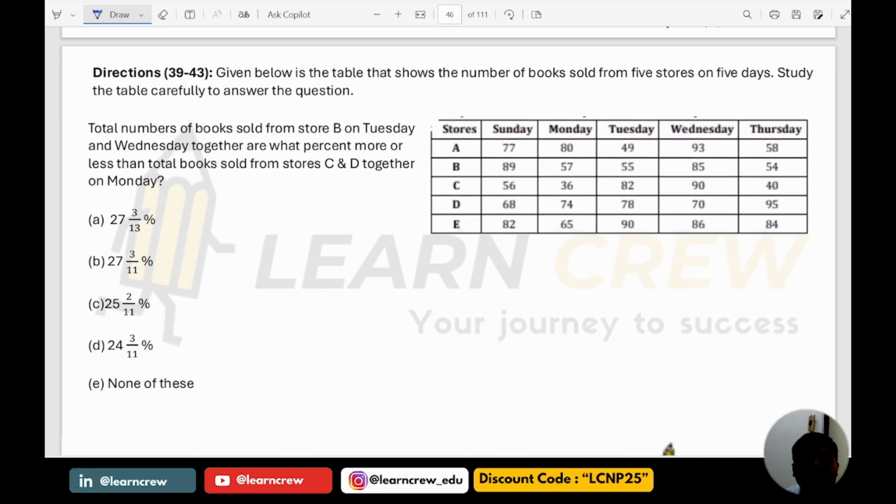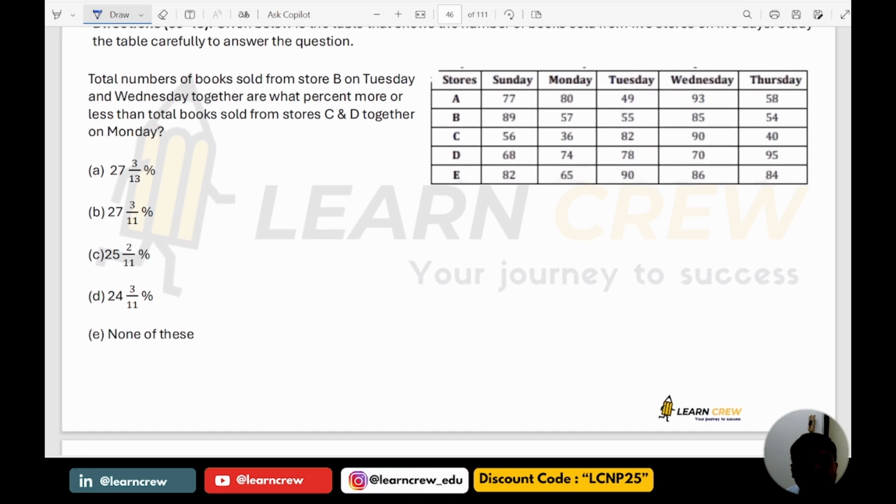Next, total number of books sold from store B on Tuesday and Wednesday together are what percentage more or less than total books sold from store C and D? So B on Tuesday and Wednesday are how much? 55 and 85. 55 and 85 are 140. And C and D together on Monday, how much is it? 56 plus, am I correct? 36 plus 74, 110.